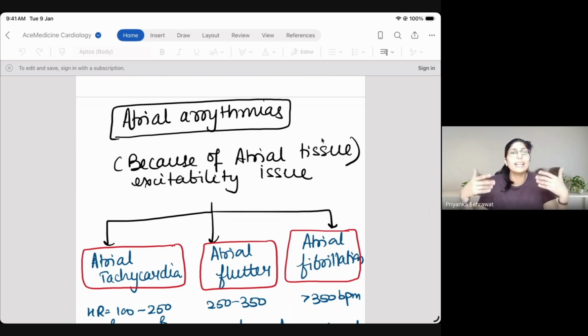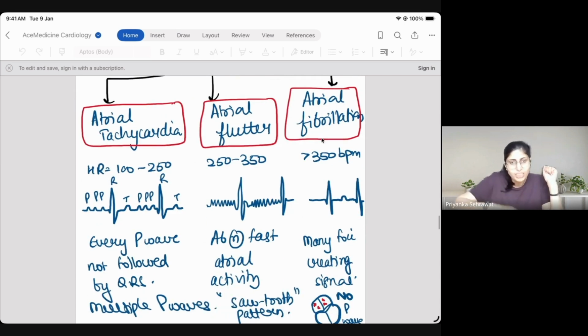Now let's talk about atrial arrhythmias. This is because of the atrial tissue, the excitability issue of the atrial tissue. SA node ने fire कर दिया, but there is some abnormality going on with the atrial muscles. Either the atrial muscles have generated some ectopics, or there are ischemic regions, or there are scarred regions. So what can happen in this case? So there can be atrial tachycardia. Let's talk about the tachys first. Atrial tachycardia, atrial flutter, atrial fibrillation.